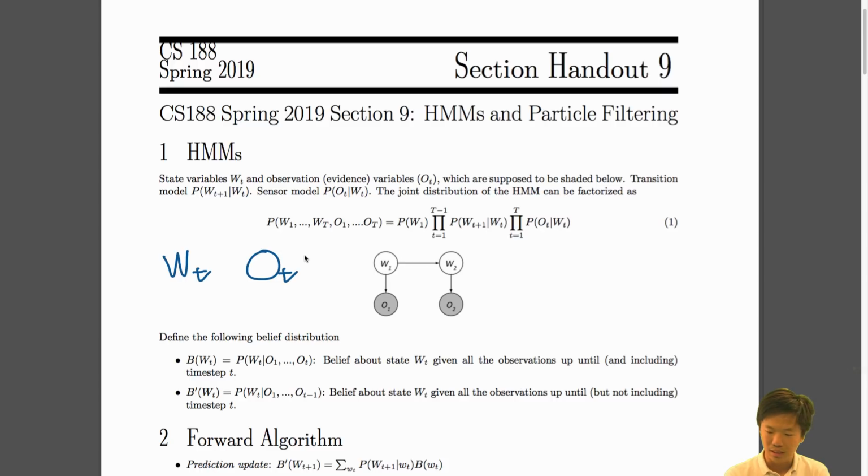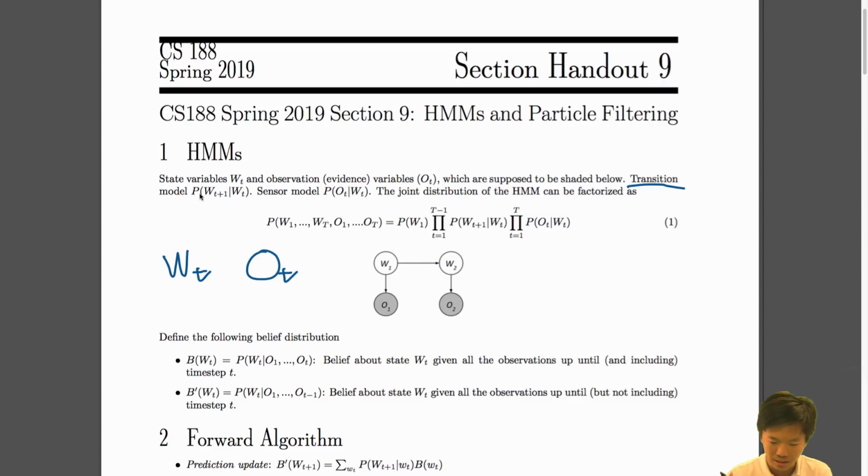The first probability table will be the transition model, P(W_{t+1} | W_t). As you can see from the format, it gives the probability of the next hidden state given the current hidden state. In this figure over here, this transition model is denoted by this horizontal edge connecting W1 to W2.